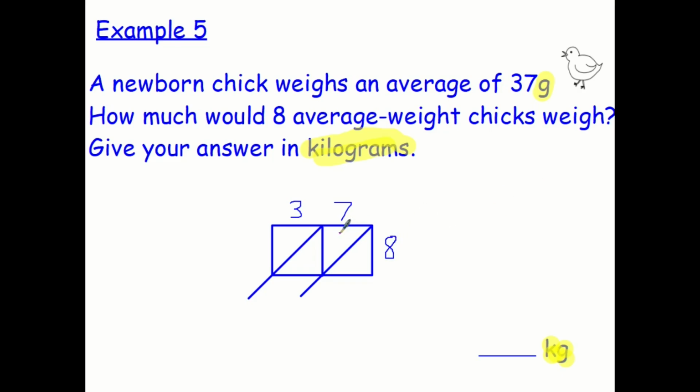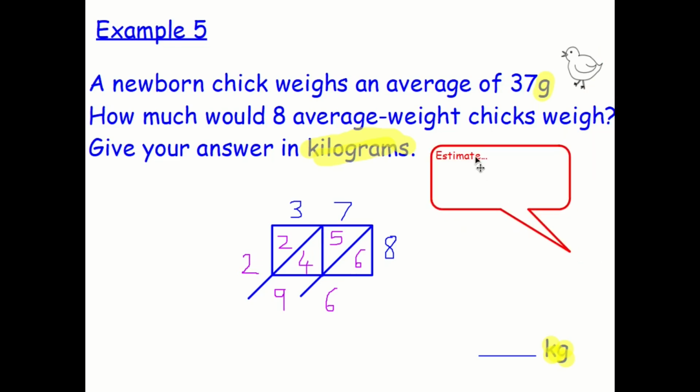So 7 times 8 is 56, and 3 8s are 24. Add along the diagonals, I get, well, 6 there. 5 plus 4 is 9, and just a 2 on its own, so 296. Oh, I didn't do an estimate. That's always crucial. Let's do a quick estimate just so I know where I'm going to put my decimal point. So 37, let's call that 40, and I've got 8 of them, so 4 8s are 32, so my estimate is 320 grams.